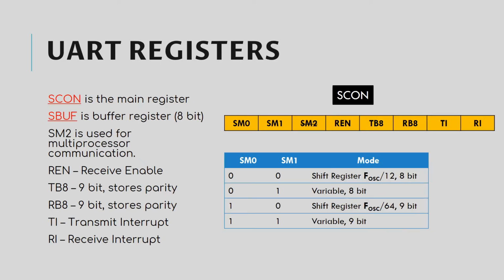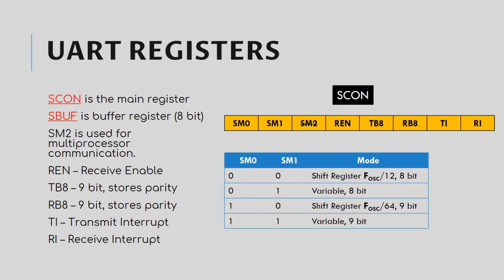In 8051 we have two main registers. One is serial control, denoted as SCON, and there is another register called SBUF, the serial buffer. It is a buffer register of 8 bits. If you want to transmit data, you have to copy that data to SBUF. Now remember, to SBUF. And when you are receiving data, then you have to copy from SBUF. Now I think you have understood the work of SBUF.